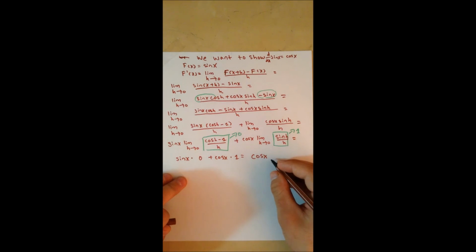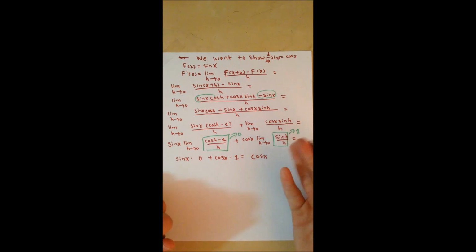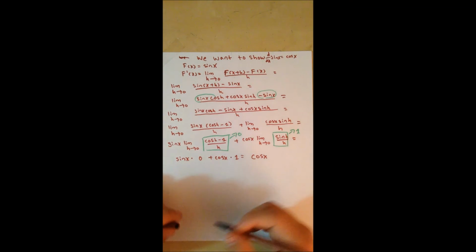So we have shown that the derivative of sine of x equals cos of x. And that's basically the proof.